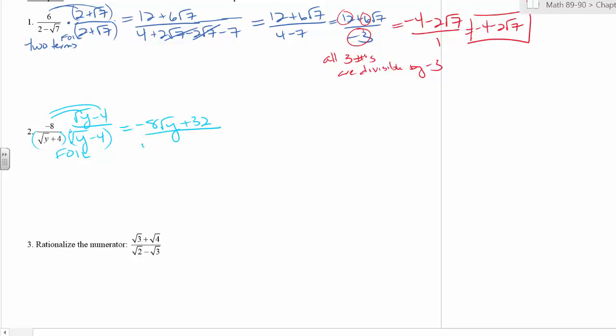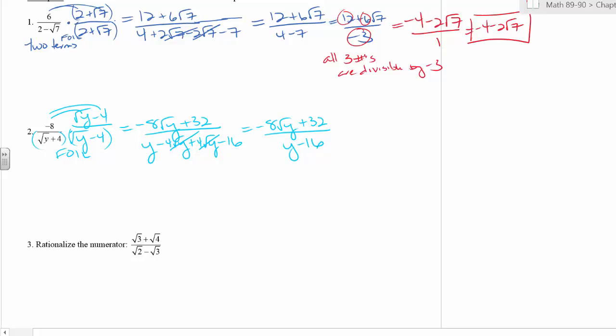Square root of y times the square root of y is y. Square root of y times -4 is -4 square roots of y. 4 times the square root of y is +4 square roots of y. And then 4 times -4 is -16. So the inner and outer terms cancel. Good, that was the radical. And we end up with -8 square roots of y plus 32 all over y minus 16.